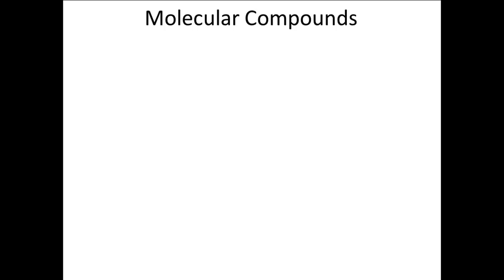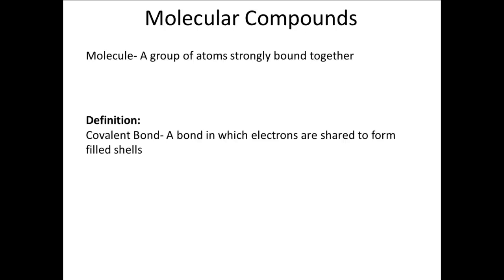Other compounds, however, are formed when two nonmetals combine. These are molecular compounds, where the atoms tend to stay together as a group that is held together very strongly. This is because the bond between nonmetals is a covalent bond. Pause the video here if you would like to write down these definitions.